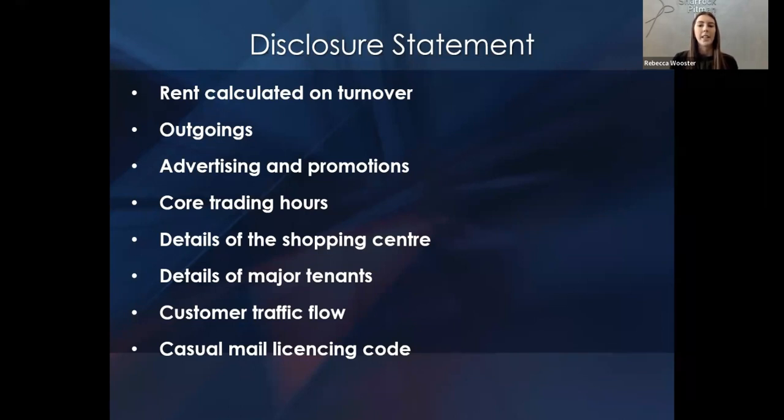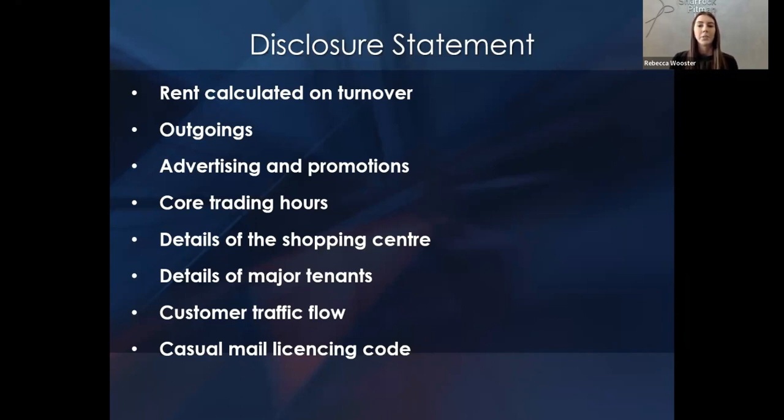Also, that there are further details for outgoings. So, for example, relating to customer facilities within the shopping centre, such as lifts or elevators. Also for customer information services and the centre outgoings itself. There are also disclosure requirements for the costs for advertising and promotion of the centre, for the core trading hours of the centre, details of the shopping centre itself, so including the number of shops and the annual turnover of the centre. And then details of major tenants such as supermarkets or department stores and their lease expiry dates.